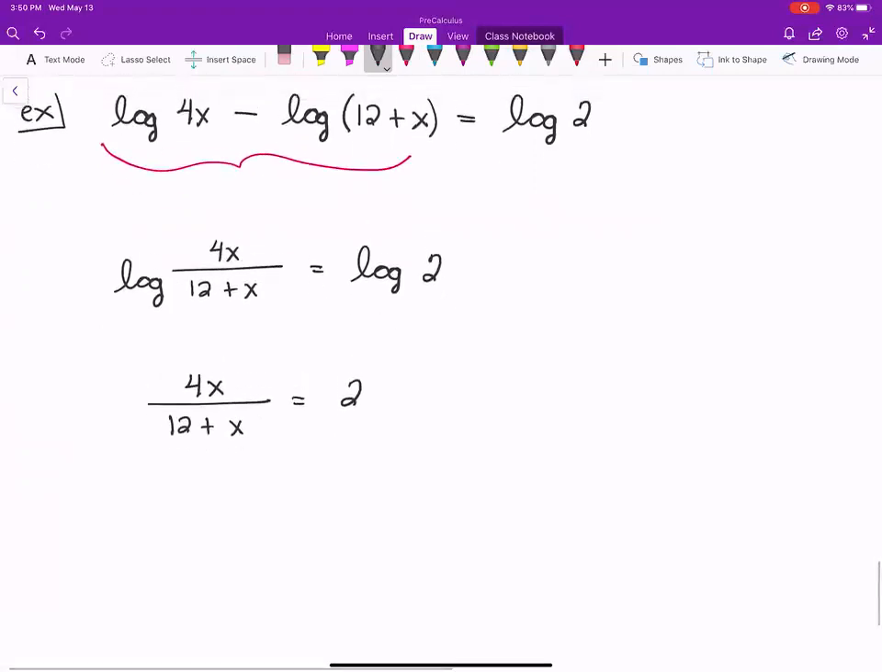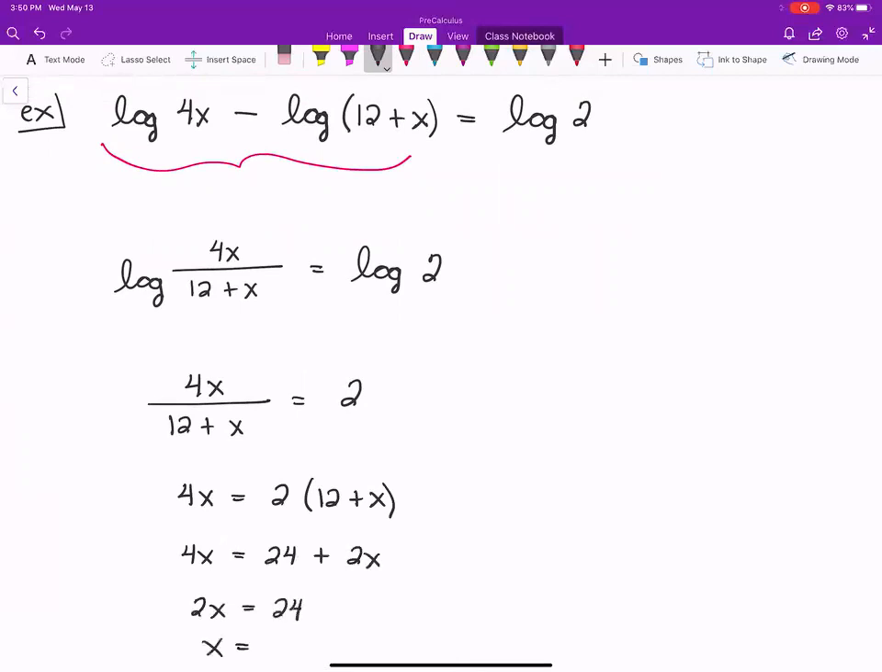I can multiply both sides by 12 plus x. And I'm just chugging along here, assuming you don't have problems with these kinds of equations. Okay, so I got x equals 12.